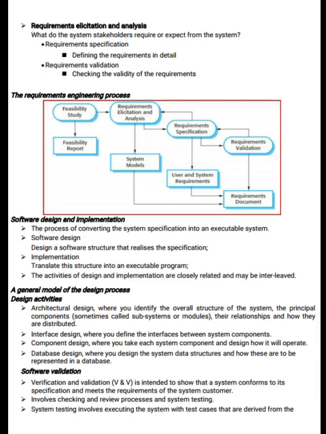Design activities. Architectural design, where you identify the overall structure of the system, the principal components, sometimes called subsystems or modules, their relationships and how they are distributed. Interface design, where you define the interfaces between system components. Components design, where you take each system component and design how it will operate. Database design, where you design the system data structures and how these are to be represented in a database.